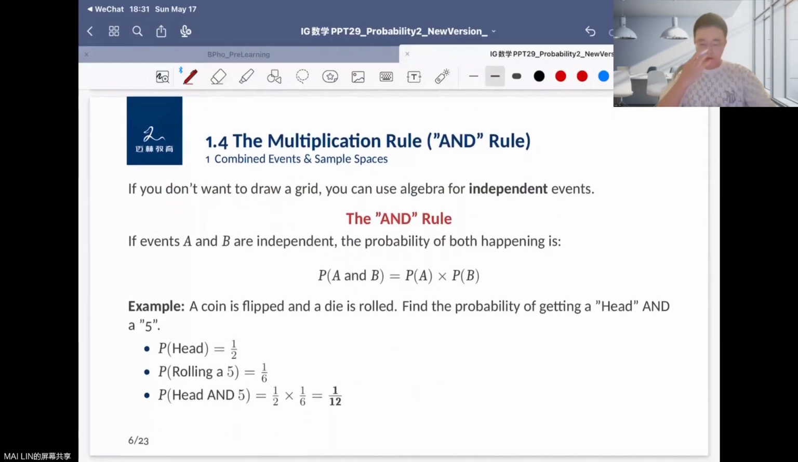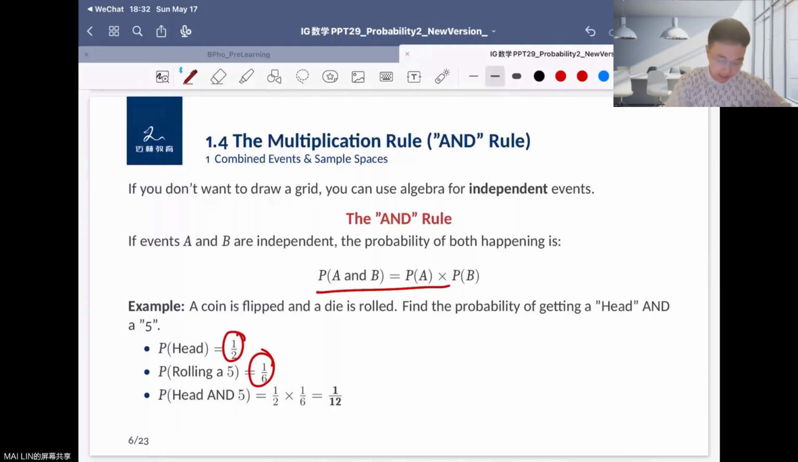And we also have the multiplication rule. If two events A and B are independent events, the probability that A happens and B happens equals P(A) times P(B). Here is an example: when you flip a coin and roll a die, the probability of getting a head is 1/2, and the probability of rolling a 5 is 1/6. You can use the formula P(A and B) because A and B have no influence on each other.